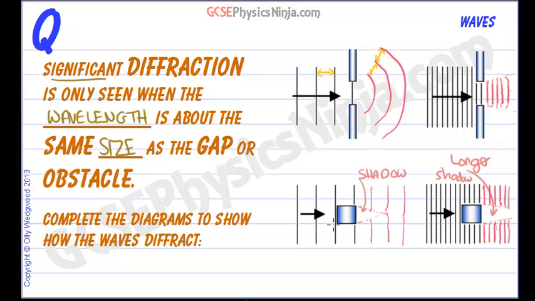So that's diffraction, 4 cases, and you need to know that you only see significant spreading out diffraction when the wavelength is about the same size as the gap or the obstacle.